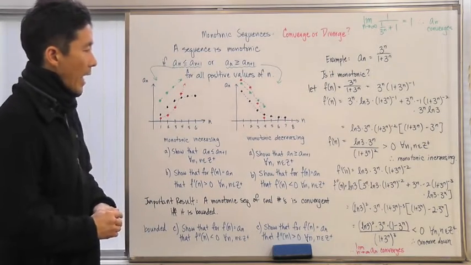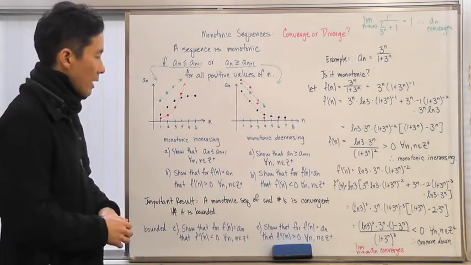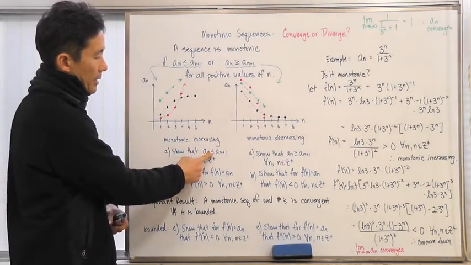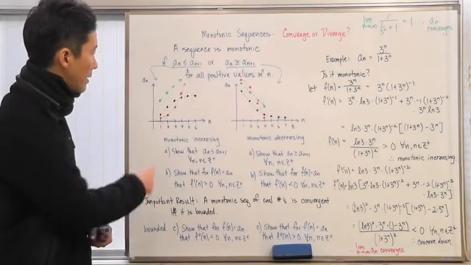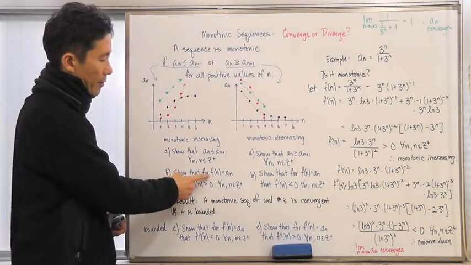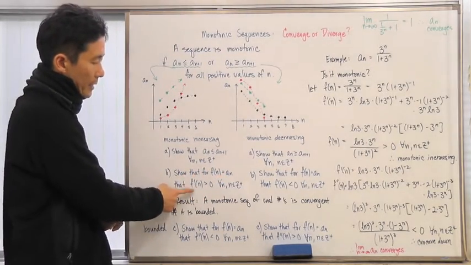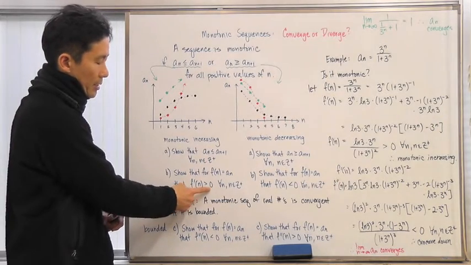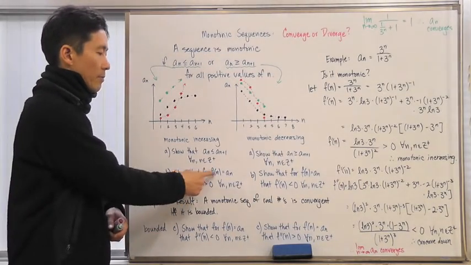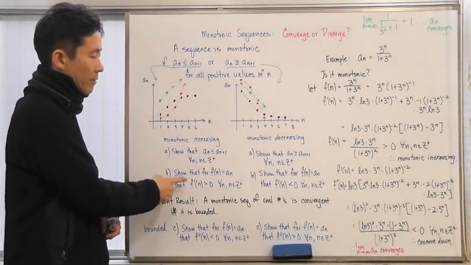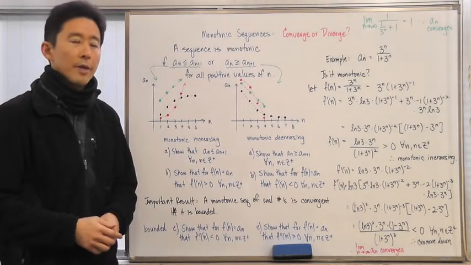So we can actually determine whether or not a sequence is going to be monotonic increasing or monotonic decreasing by either showing that a sub n is less than or equal to a sub n plus 1 for all n an element of the positive integers, or we can show that for f of n, a function that is represented by the sequence generator, so long as f prime of n is greater than 0 for all n an element of the positive integers, then we know that the function which is associated with a sub n is going to be increasing over its entire interval.